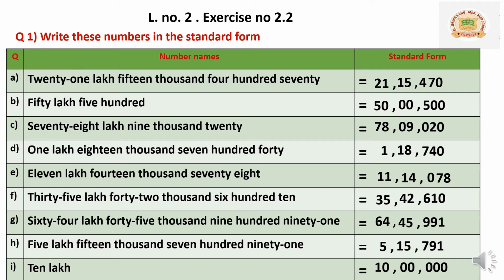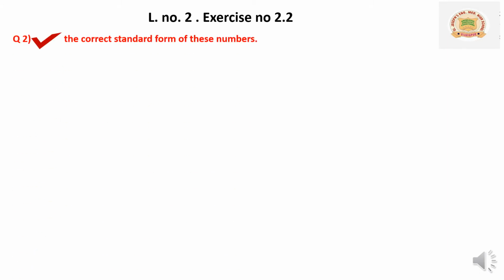Now let us do the question number 2 of the same exercise. Exercise number 2.2, question number 2. Tick the correct standard form of these numbers. This question is in the page number 65. Which page? Page number 65. What is the question? Let us first understand the question. Tick means we have to right mark the correct standard form of these numbers.